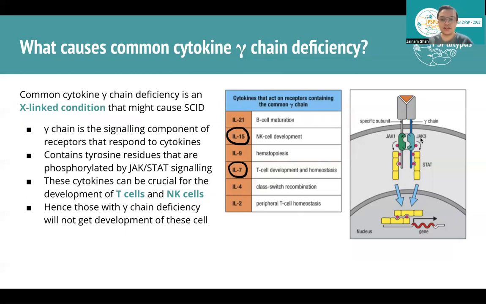And then essentially the signal transduction leads to gene expression at the very end, and it's crucial for the development of T cells and NK cells specifically. So just remember the B cells are not really subject to this type of signaling. It's mainly T and NK cells, which means if you have a deficiency, you're not going to be able to get development of these cells. And you can see that the main cytokines that are responsible for the NK cell and T cell development are IL-15 and IL-7.